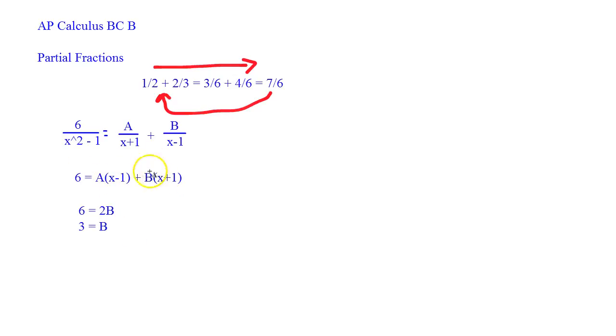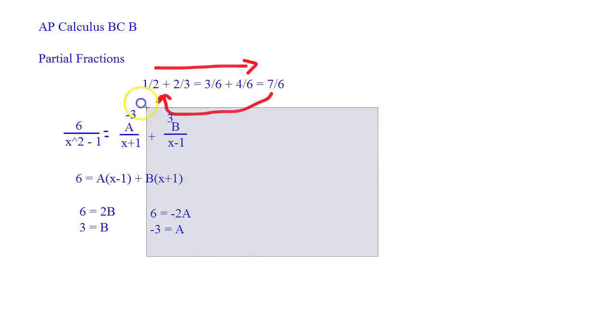And then to find A, I would plug in x equals -1. So 6 equals -2A, right? So -3 equals A. That would be the two solutions that I could work with: -3 right here and 3 right here. So that's where partial fractions came from.